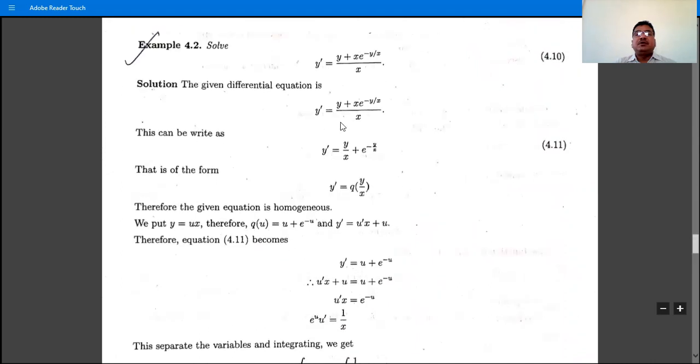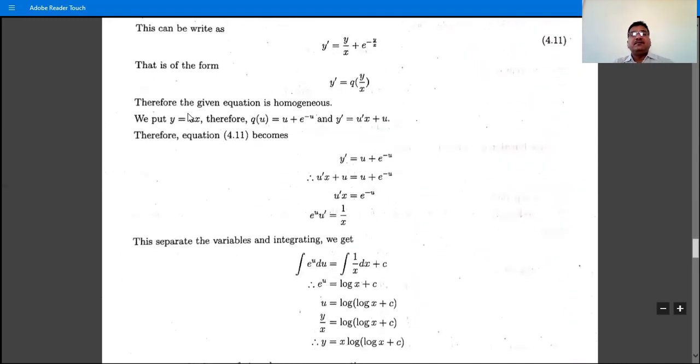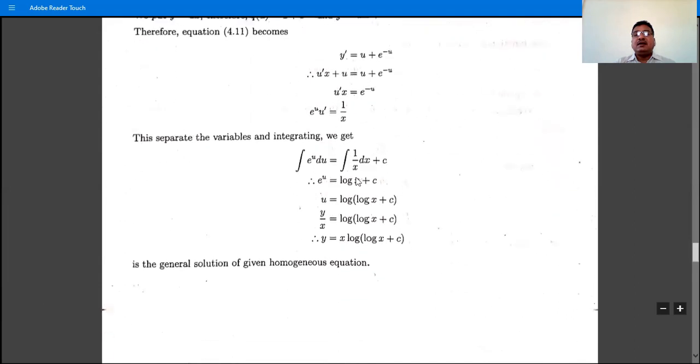These are the problems from another book, where the notation is u instead of v. So while writing in your notebook, write the substitution y is equal to vx, and then dy by dx is v plus x dv by dx. So write this y dash as dy by dx, and then substitute its value as v plus x dv by dx.